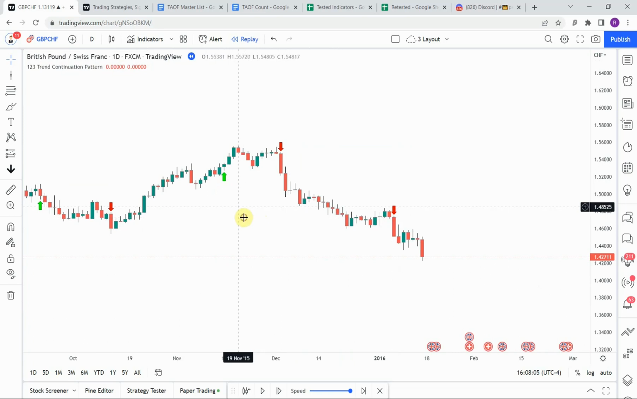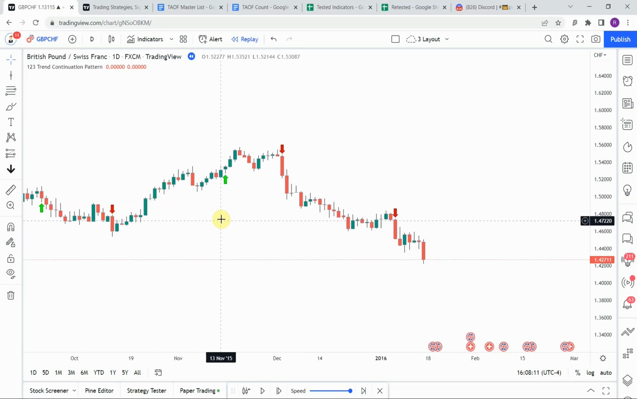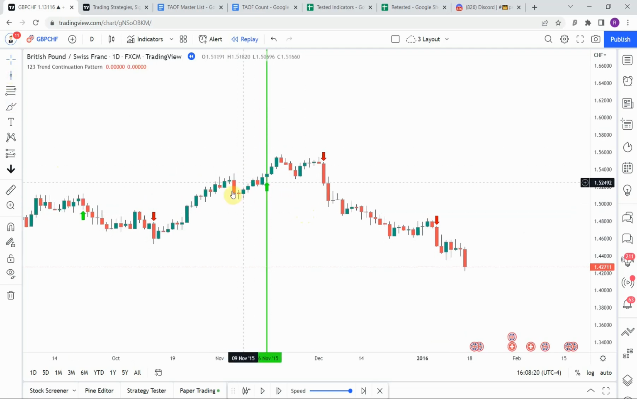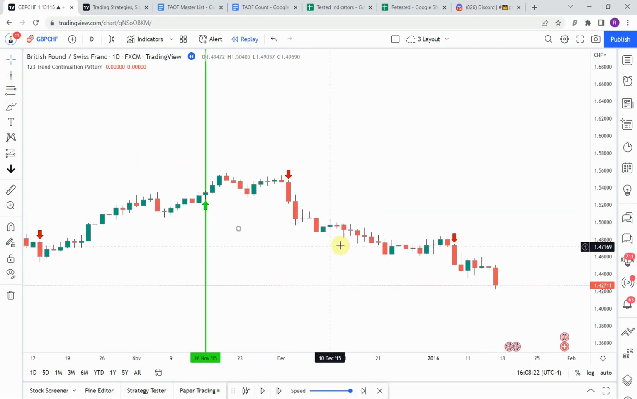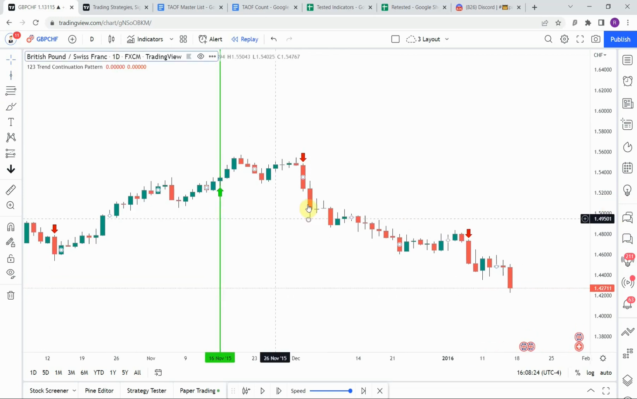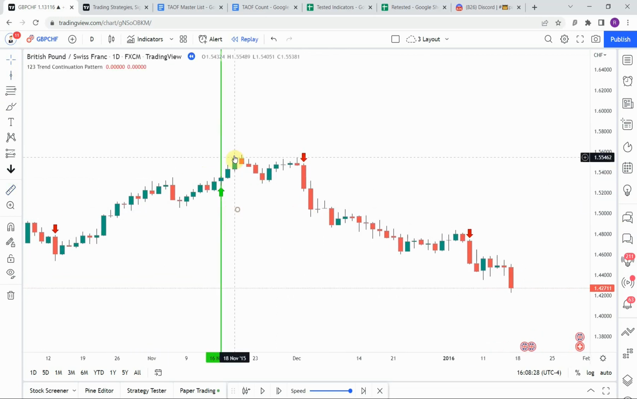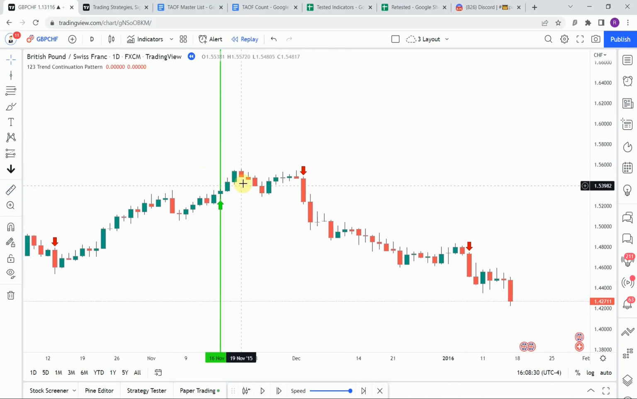And so as you can obviously see, we have the green arrows here and the red arrows there. Anytime we get a green arrow, that is a signal to go long. For example, right here is a green arrow or a long signal. And it looks like this one would have gotten us to our take profit, went up 194 pips.